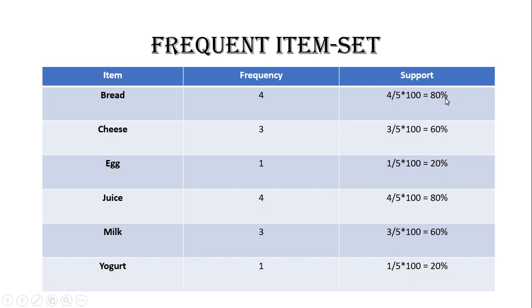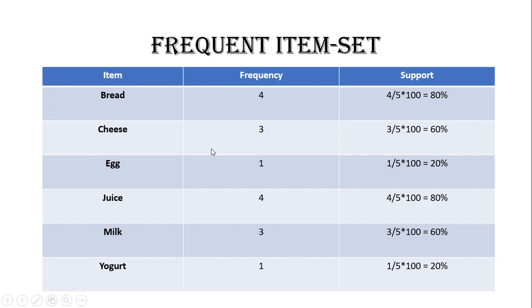Why are we calculating the percentage? Because the support is given in percentage, so we take the percentage. Cheese occurs 3 times, so 3 by 5 multiplied by 100 is 60%. Egg occurs only one time, so 1 by 5 multiplied by 100 is 20%. Juice occurs 4 times, so 4 by 5 multiplied by 100 is 80%. Milk occurs 3 times, so 3 by 5 multiplied by 100 is 60%. And yogurt occurs only one time, 1 by 5 multiplied by 100 is 20%.